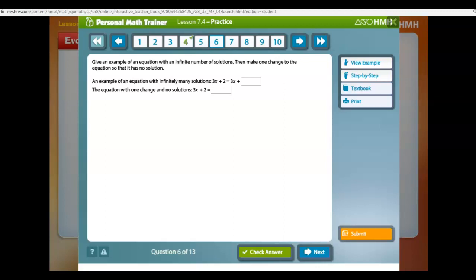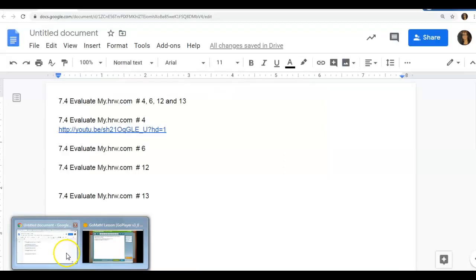The question was 7-4, evaluate number 6. It says, give an example of an equation with an infinite number of solutions, then make one change to the equation so that it has no solutions. So let's review again the notes, the examples that I gave you.